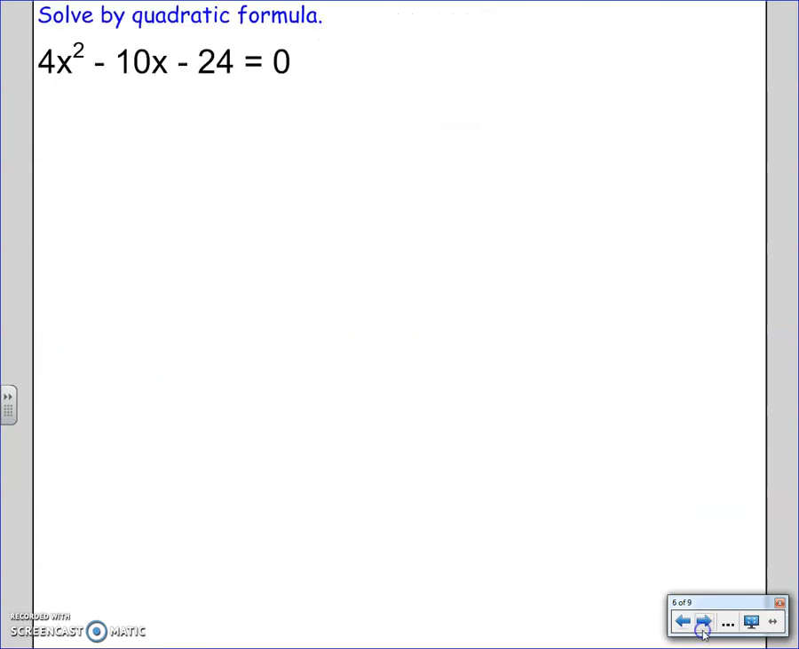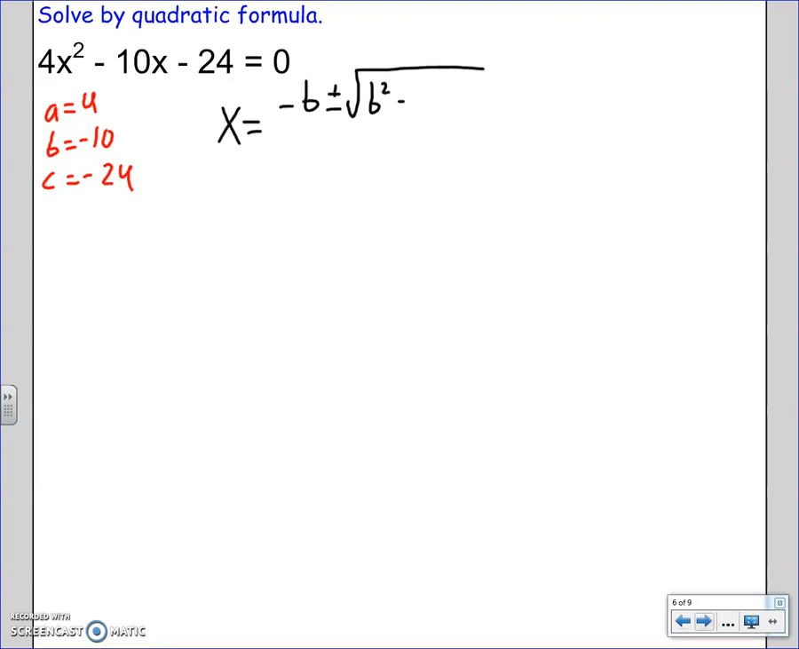Alright, so let's do a problem. Exact same problem. Step 1 is make sure it's in standard form equal to 0. Yes. Step 2 is label a, b, and c. So a is 4, b is negative 10, c is negative 24. Then you fill in the formula. I'm going to write it down the first time, but usually I don't write it down. x equals negative b plus or minus the square root of b squared minus 4ac, all over 2a. So we fill it in carefully.